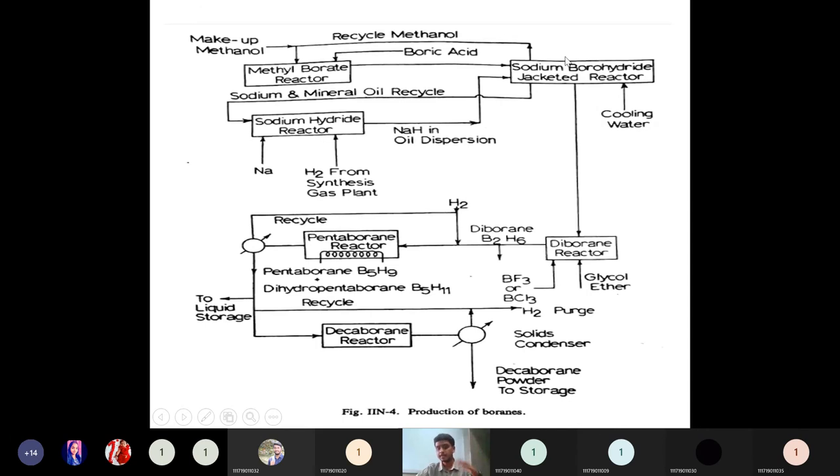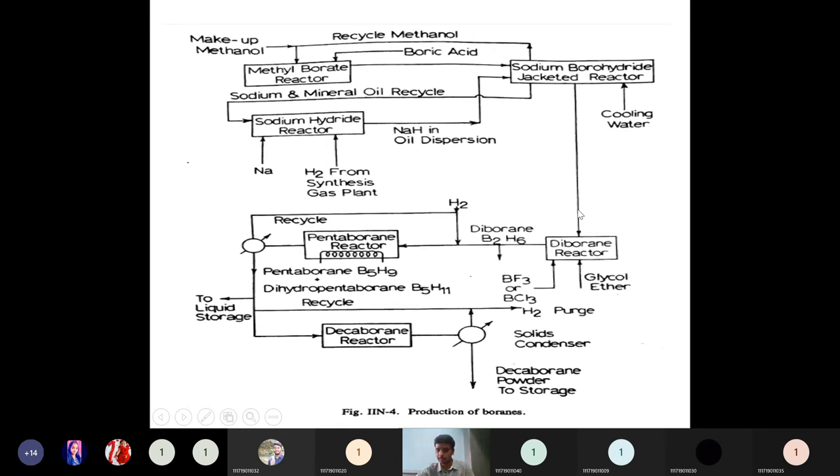Since this is a highly exothermic reaction, to control the temperature of this reactor, we need to ensure a flow of cooling water inside it. So in this reactor, what reaction will happen? The NaH will be reacted with trimethyl borate, which is formed here. That will give you sodium borohydrate, along with the liberation of sodium metal and three molecules of methanol.